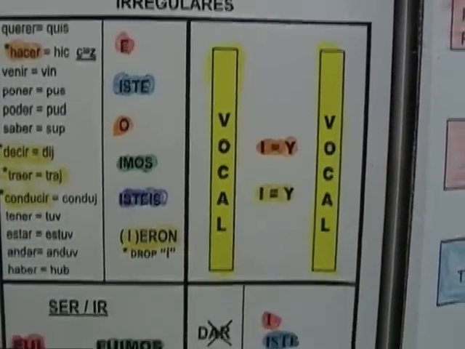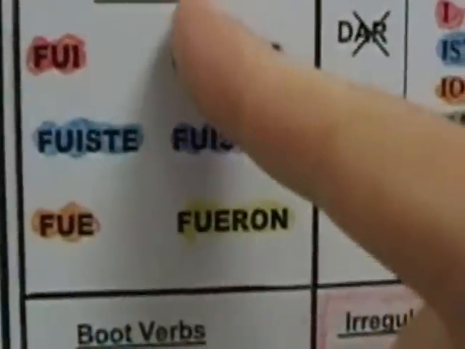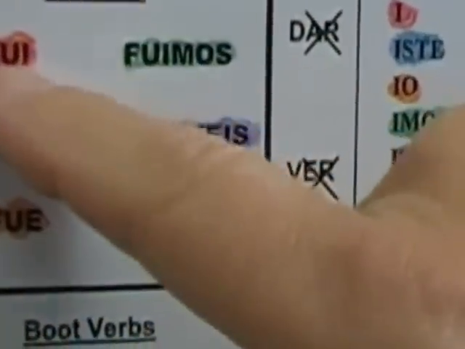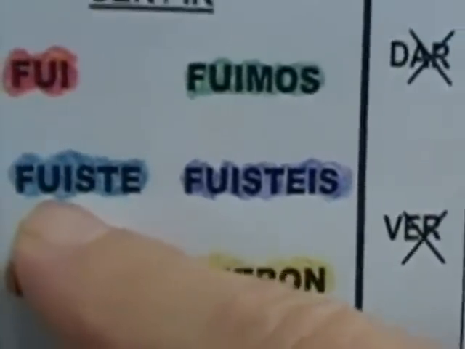Okay? Ser and ir has its own box. So remember, ser is to be and ir is to go. But fui means I went. It also means I was. Whereas fuiste means you went or you were. Fue, he went or she went or he or she was, etc. So that's ser and ir.